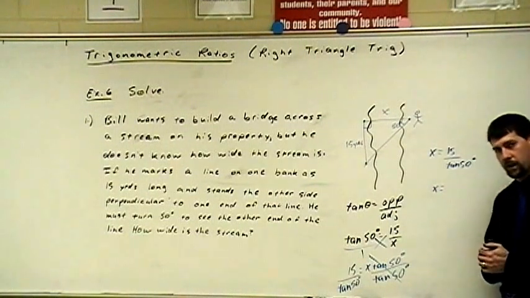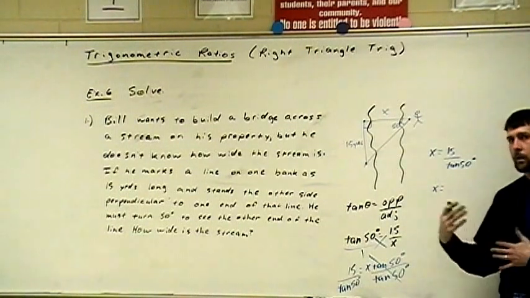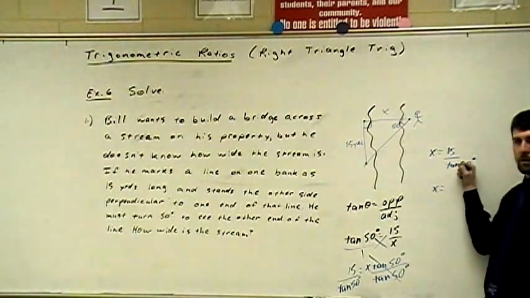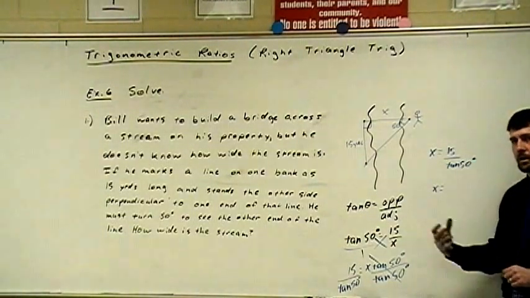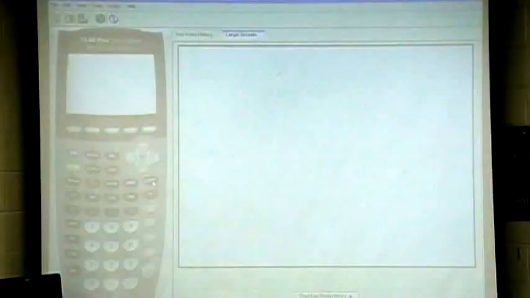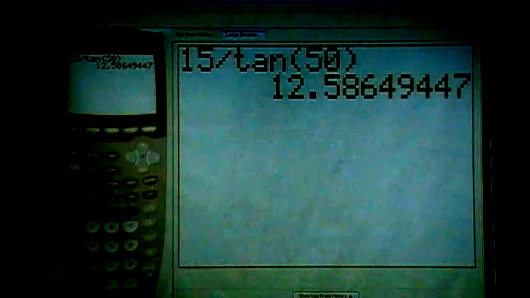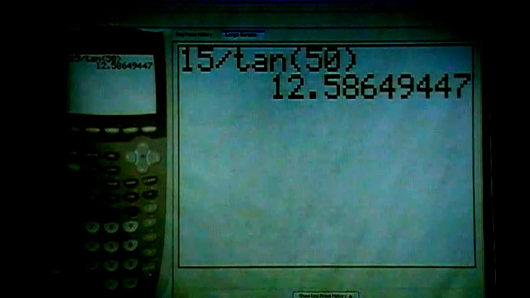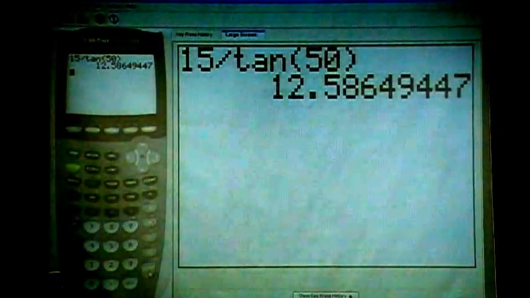Well, how do we get 15 over tangent of 50 degrees? We go to the calculator, because remember that's not one of our neat 30, 60, or 45 degree angles. So as I can see, I want 15 over tangent of 50 degrees. So I'm going to type 15, divide that by tangent of 50. Remember our calculator is already set to calculate in degrees. Hit enter. And we get 12.586. 12.586 what? And what does that mean?